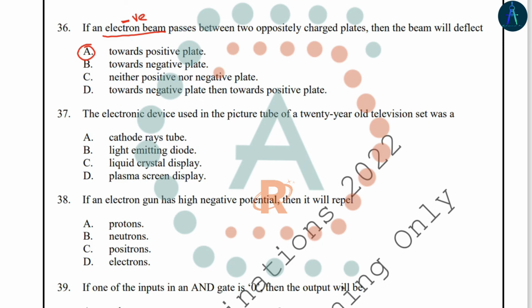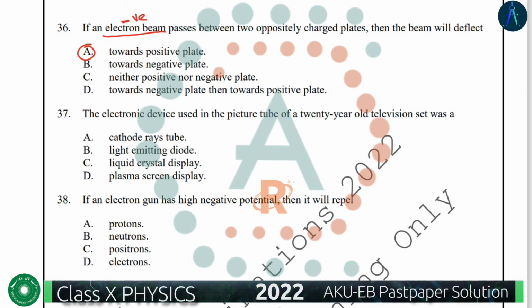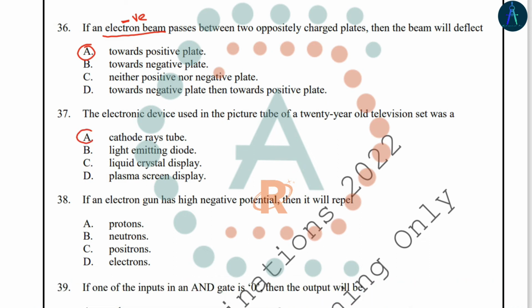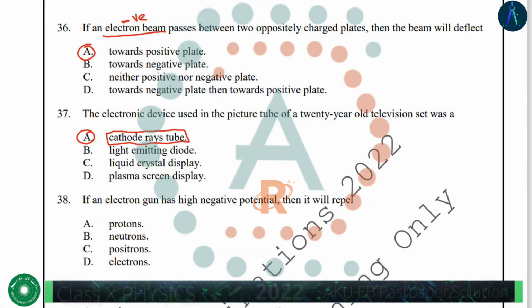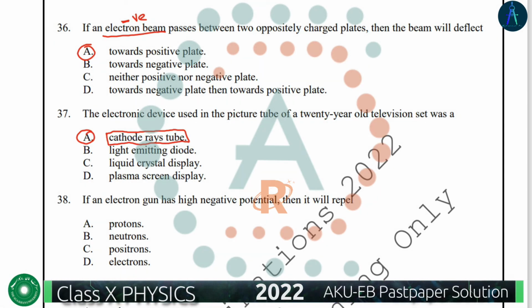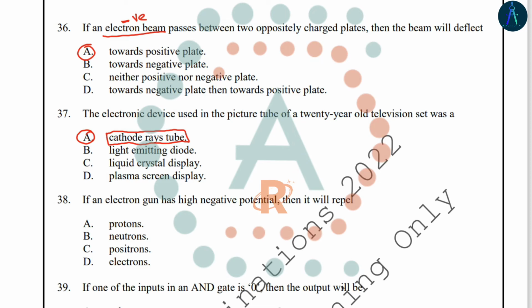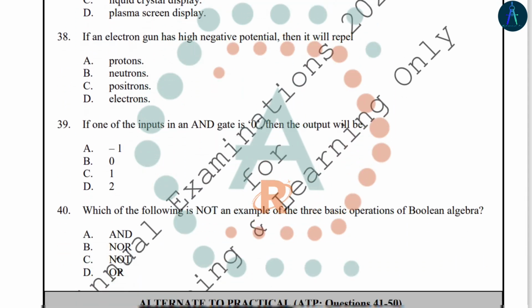Let's see question number 37. The electronic device used in a picture tube of a 20 years old television was a cathode ray tube. So the televisions that were used before LEDs and LCDs, the picture monitor or monitor that we use in the computer or the old television, in which the image was formed due to the cathode ray tube present at the back of the television. So option A is the right answer.